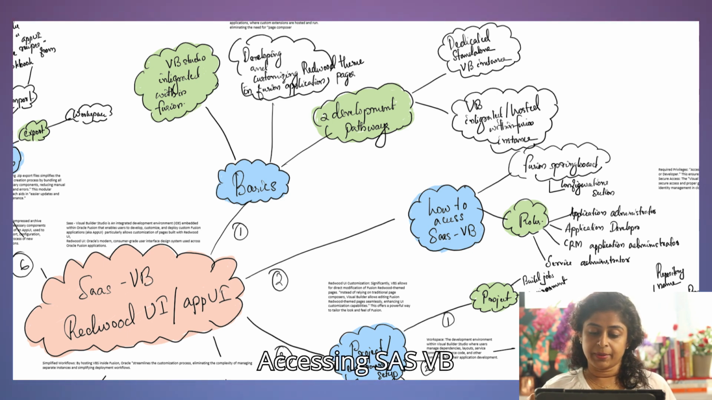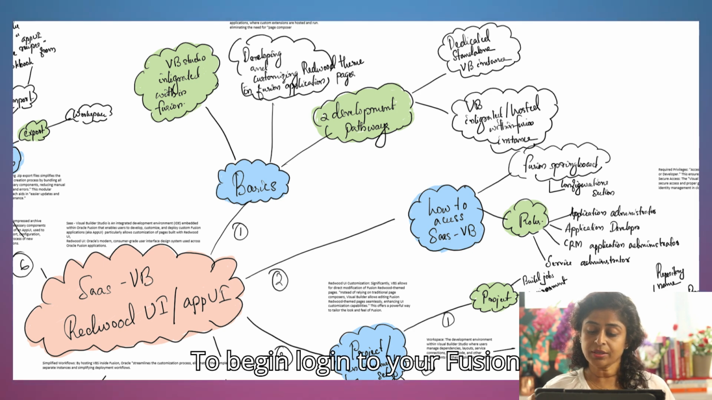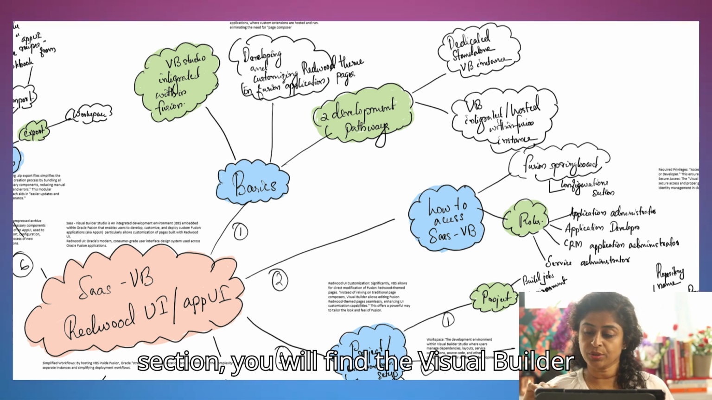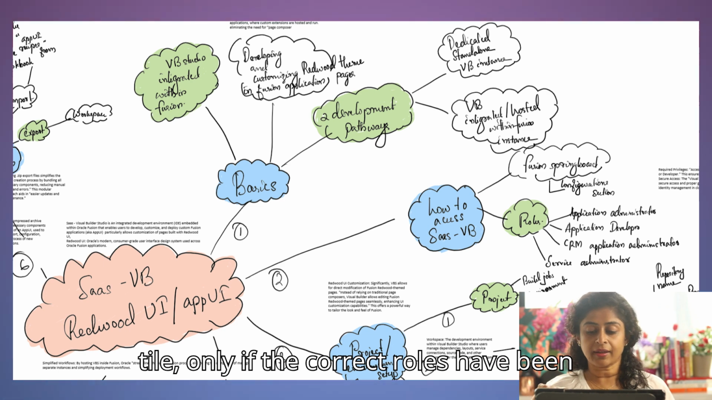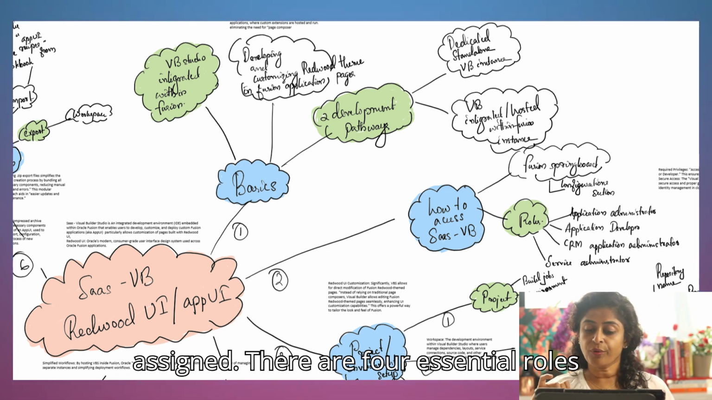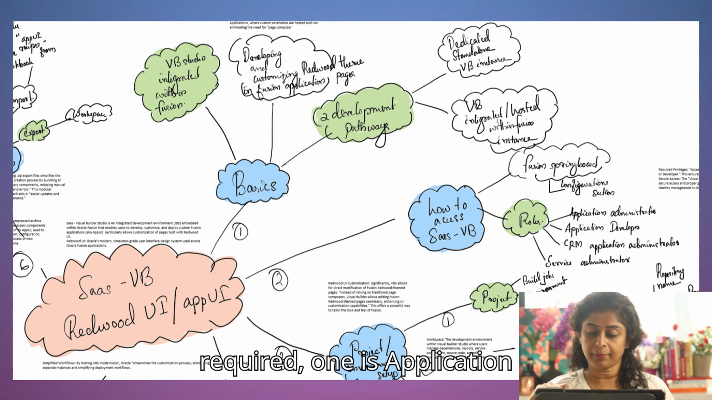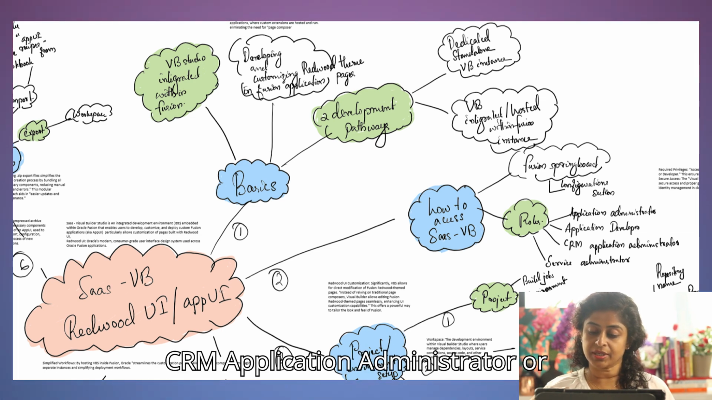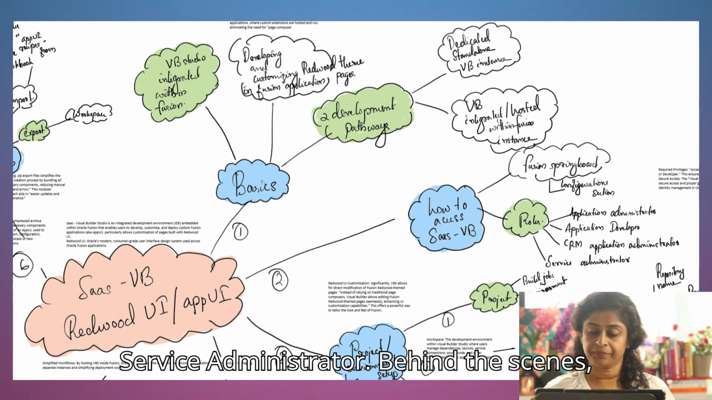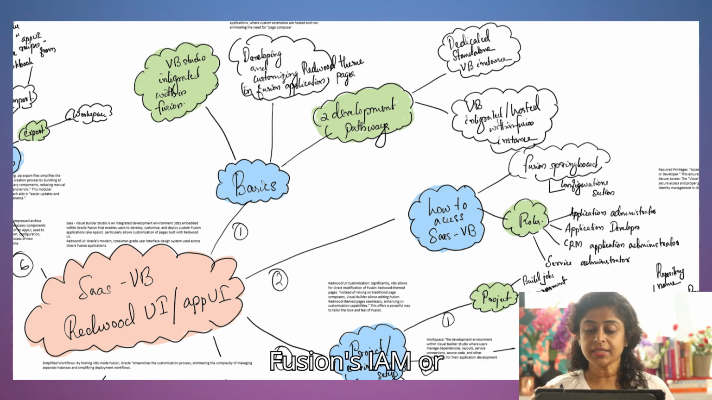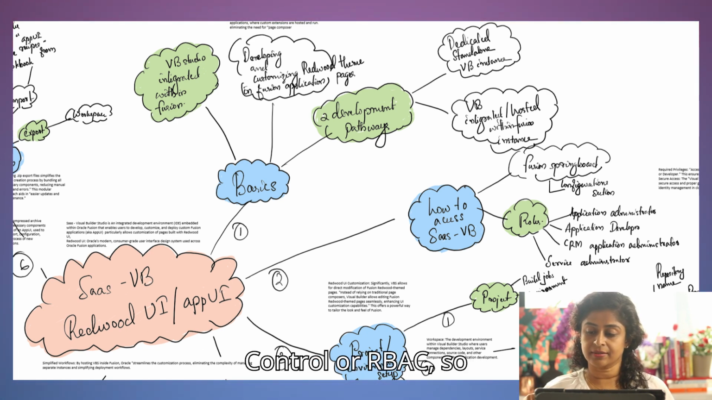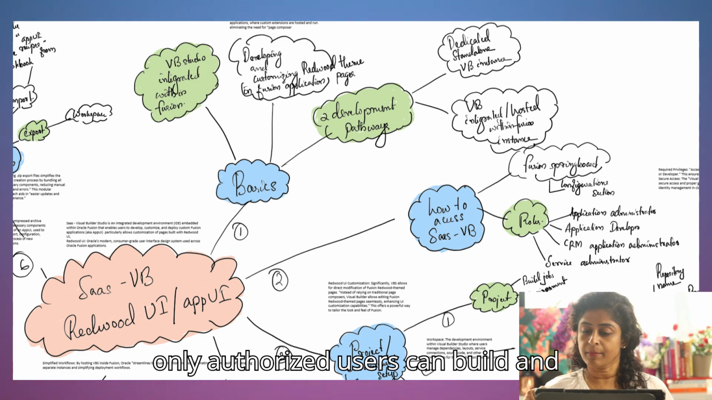Accessing SaaS VB. To begin, log in to your Fusion Springboard. Under the configuration section, you will find the Visual Builder tile, only if the correct roles have been assigned. There are 4 essential roles required. One is Application Administrator, Application Developer, CRM Application Administrator, or Service Administrator. Behind the scenes, Fusion's IAM or IDCS enforces role-based access control, or RBAC, so only authorized users can build and deploy.